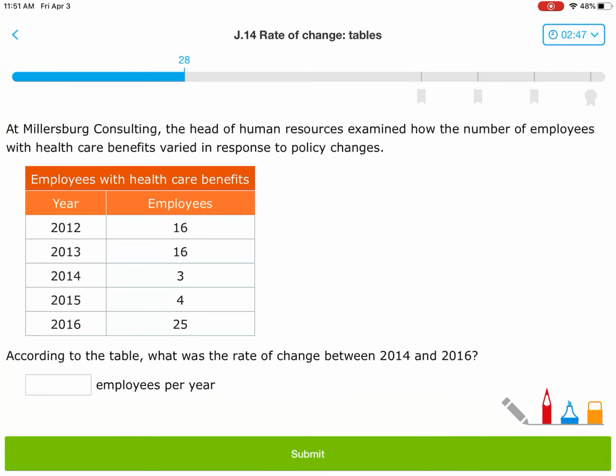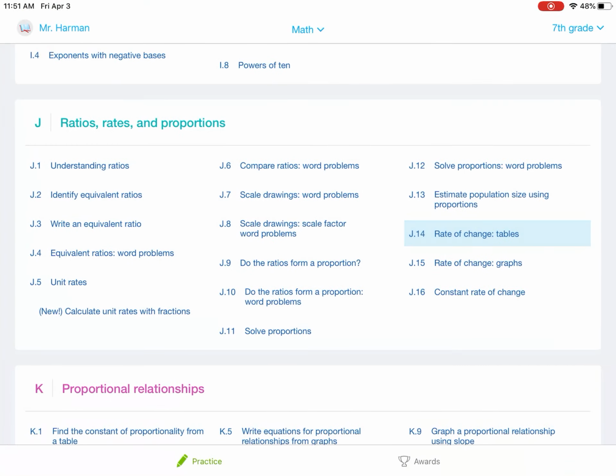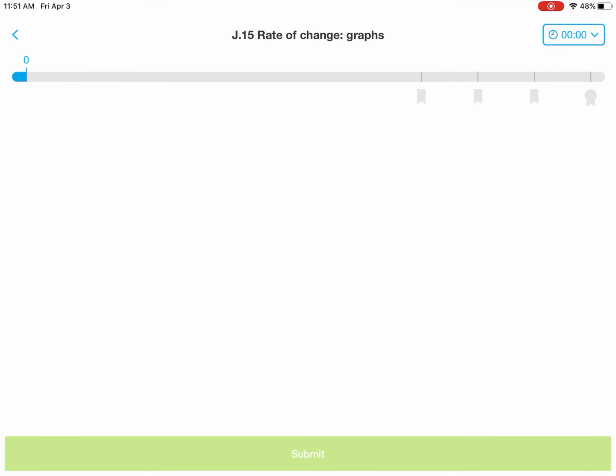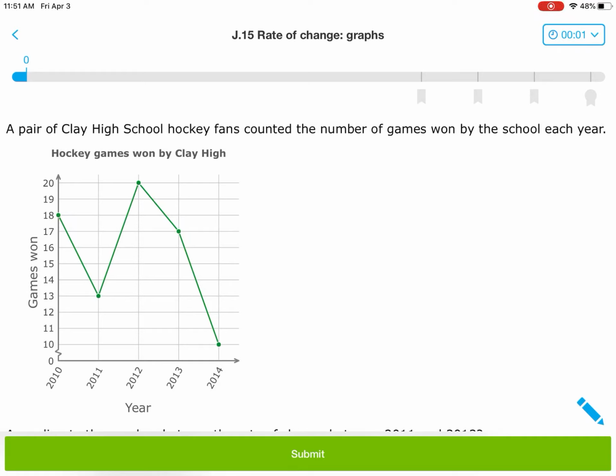All right, hopefully that helps with J.14. Let's move on to J.15. All right, so same kind of thing here. Remember that rate of change is the change in y over the change in x. And that's nice on our graph because we can just look at our labels on the side. So remember my y is my vertical and my x is my horizontal.